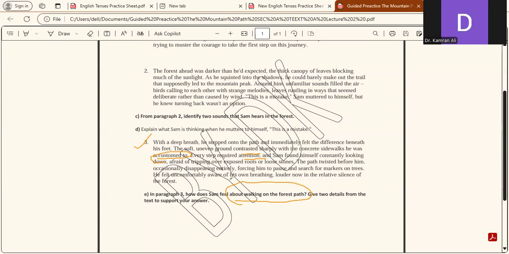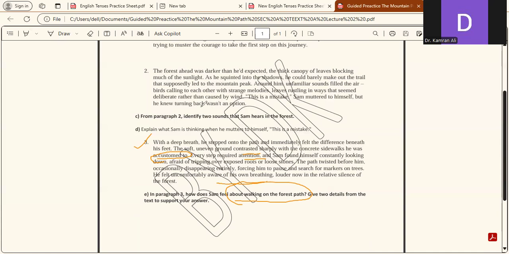The path twisted before him, occasionally disappearing entirely, forcing him to pause and search for markers on trees. He felt uncomfortably aware of his own breathing, louder now in the relative silence of the forest. So this must have disturbed him. So he was uncomfortable and anxious, right? These are his feelings, right? So first you have to figure out the feelings, right? So the feelings are uncomfortable and anxious, right?